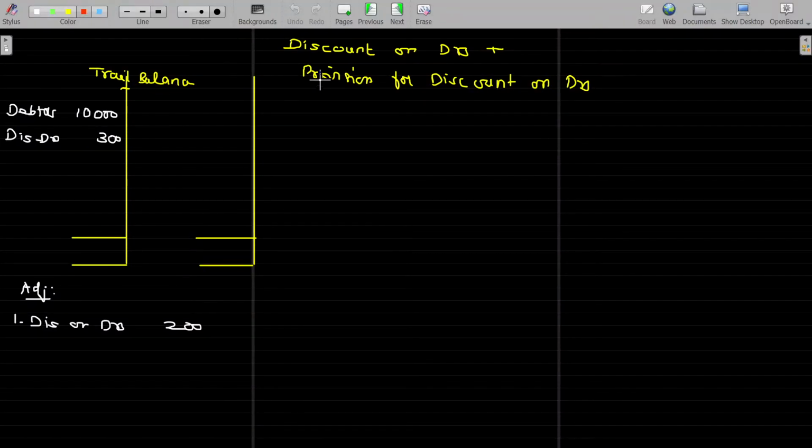In this illustration, I am going to deal with discount on debtors where we don't have the provision for discount on debtors. We assume that we don't have the provision for discount on debtors. Basic model.